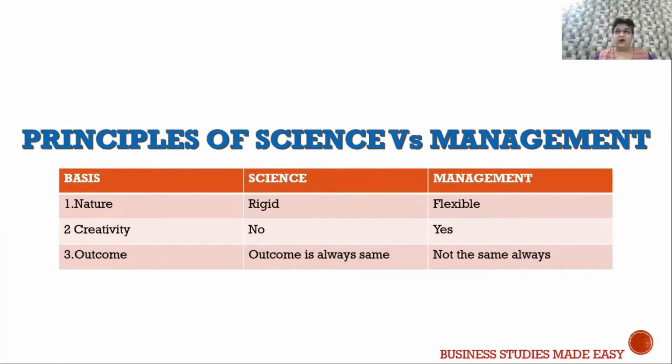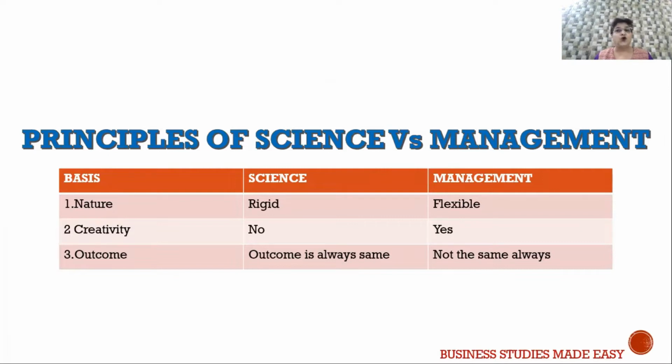Now let us distinguish between the principles of science and that of management. Now, the principles of science are very rigid. Whatever the answer is, it will always be the same. For example, if water boils at 100 degrees, it will always boil at 100 degrees and freeze at 0 degrees, keeping other things constant. But management principles are flexible because they're dealing with human beings.